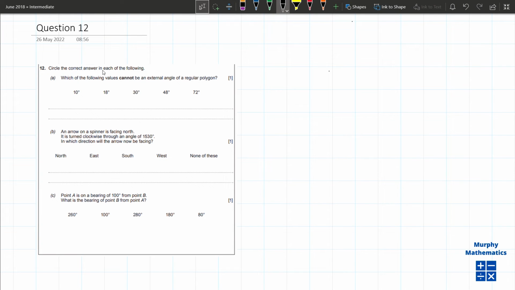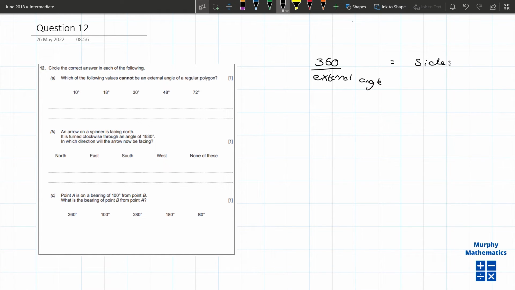And we're asked to circle the correct answers in each of the following. Which of the following values cannot be an external angle of a regular polygon? Okay, so we know for different polygons, 360 divided by the external angle gives us our amount of sides.